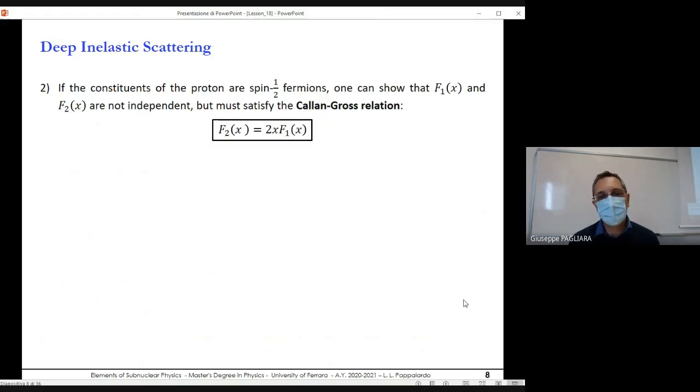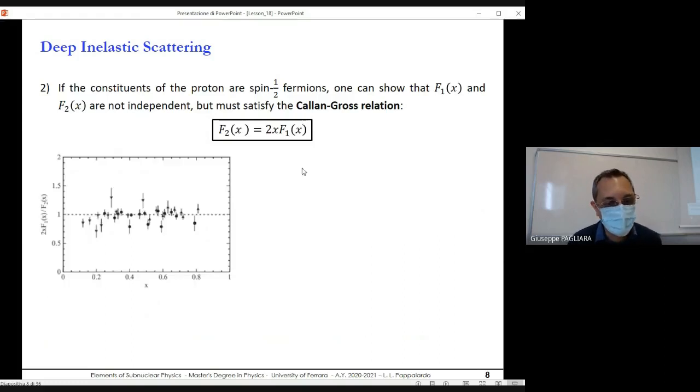The second very important result that they obtained is the following. Suppose now that these point-like objects inside the proton are fermions, in particular spin-1/2 fermions. Then in this hypothesis, one can show that the F1 and F2 structure functions are not independent, but they are related by this relation, which is known as the Callan-Gross relation, essentially through the x Bjorken variable. If you find this relation fulfilled in your data, then this is a proof that the point-like objects that you are probing are spin-1/2 fermions, indeed as one would expect for the quark hypothesis.